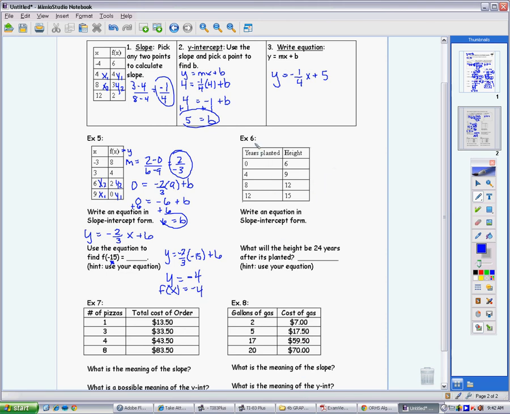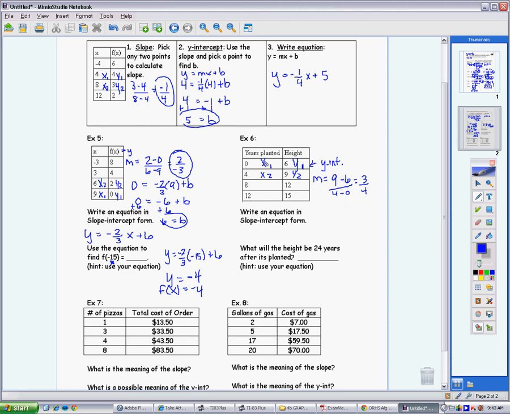Okay, number 6. I'm going to pick 0, 6. We should recognize that when that 0 is in the x spot, that this is our y-intercept, and I might use that to my advantage when I write the equation. And then I'm just going to pick 4, 9, x2, y2 for my second point. And I'm going to calculate my slope. That's going to be 9 minus 6 over 4 minus 0. That gives me 3 over 4, so my slope is 3/4.